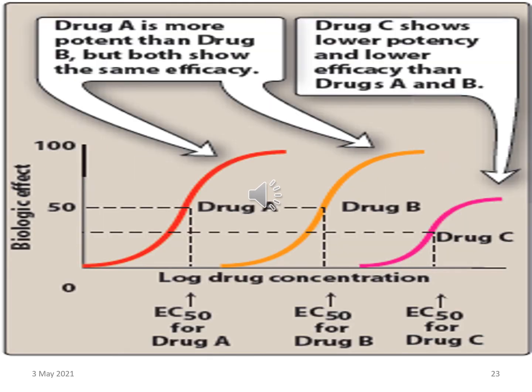Well, let's go to this figure also. You can see here drug A is more potent than drug B, but both show the same efficacy, while drug C shows lower potency and lower efficacy than drugs A and B.